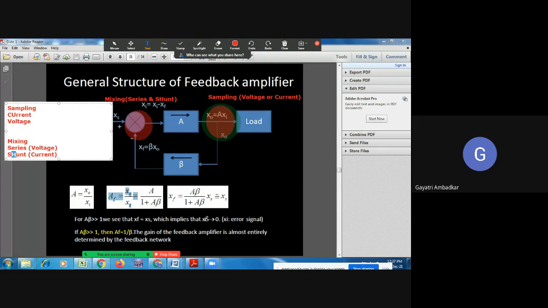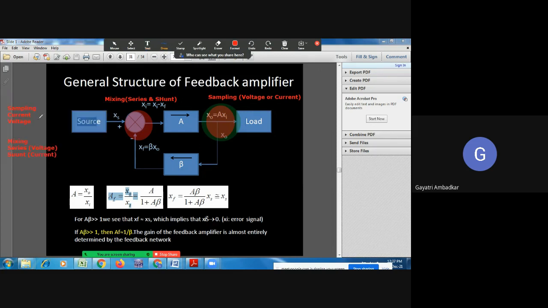Okay, so what are two types of sampling? Everybody unmute and tell the answer. What are two types of sampling? Voltage and current. Correct. And what are two types of mixing? Series and shunt.